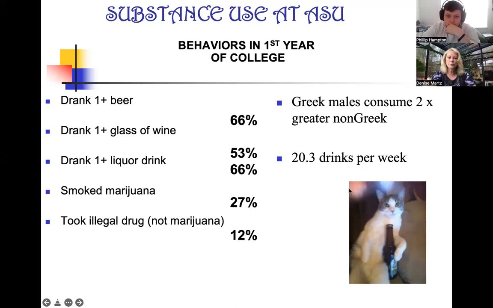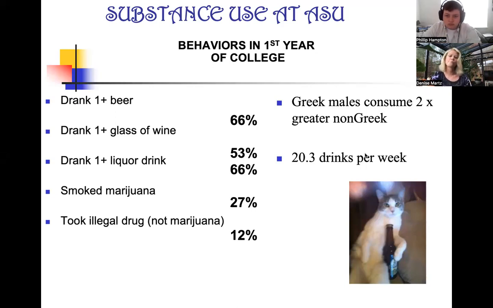And I want to talk a little bit about Greek life. We know that individuals that are in social fraternities and social sororities tend to drink more than individuals who are non-Greek. And I'd like for y'all to speak to that. What do you think is going on there? Why would Greek college students be drinking more than non-Greek?